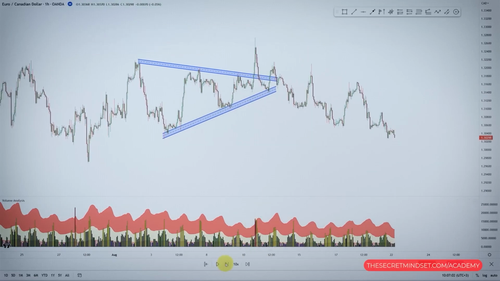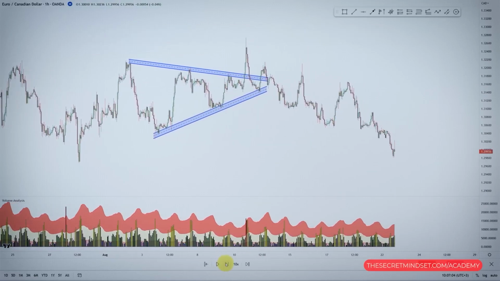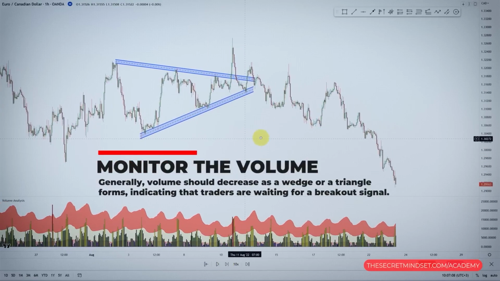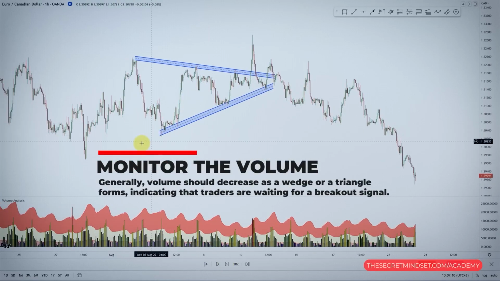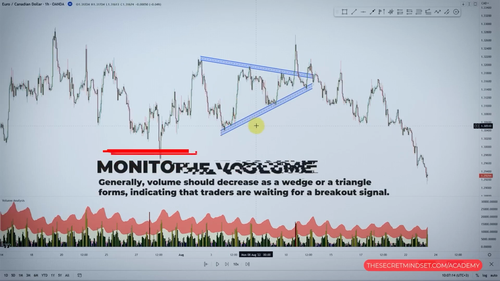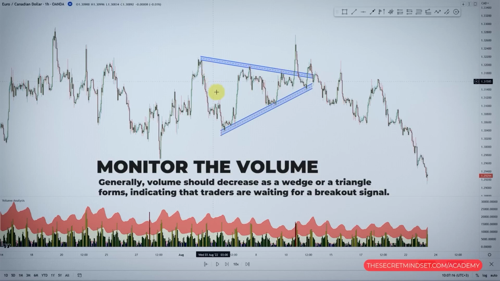I personally avoid trading during this type of consolidation, but if you want to be active in the market, volume is the only indicator that will help you to anticipate the future direction. Generally, volume should decrease as the wedge or the triangle pattern forms, indicating that traders are waiting for a breakout signal.